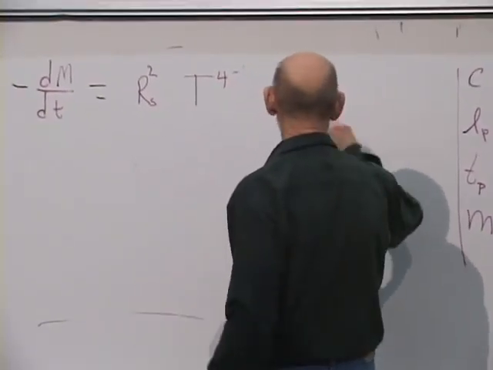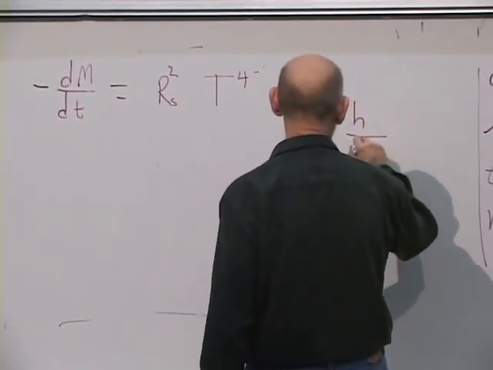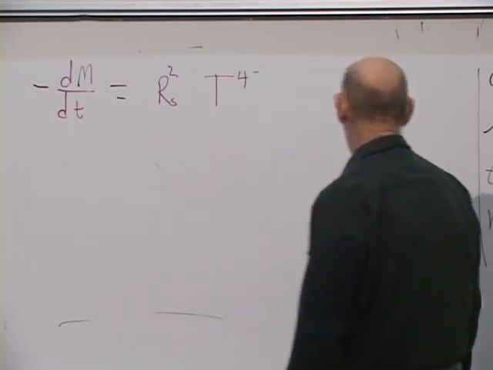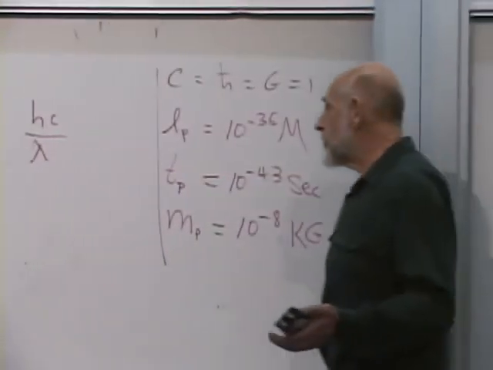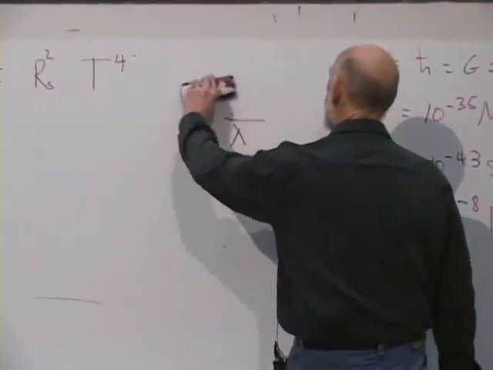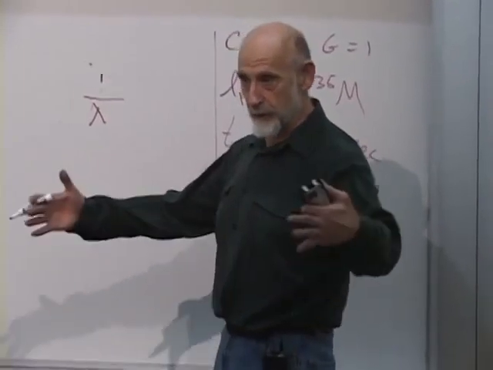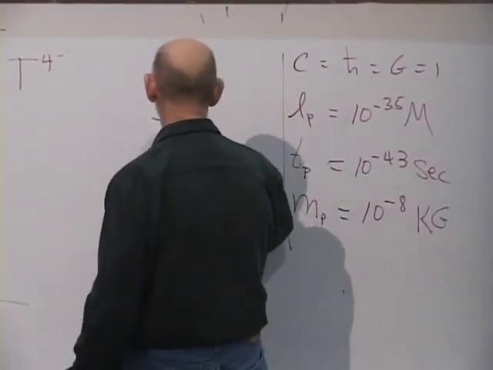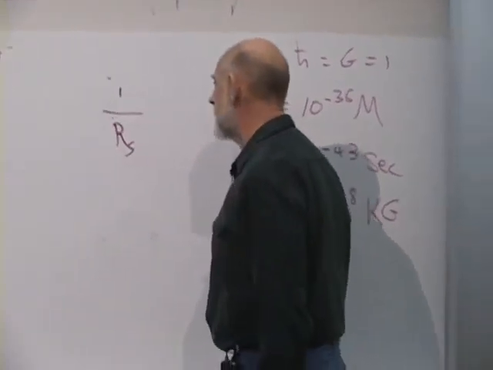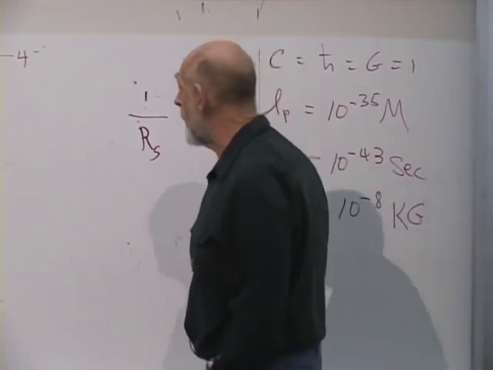The temperature we found was h over lambda times c. This was the energy added when we added 1 bit. h and c are 1, so the temperature is just 1 over lambda, but lambda was supposed to be the radius of the black hole. So the temperature is just 1 over the Schwarzschild radius. So temperature to the fourth is 1 over radius to the fourth.